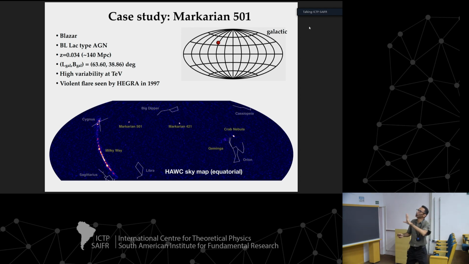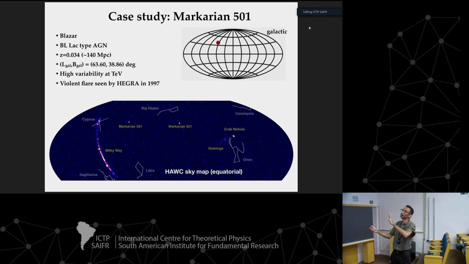So I'm going to do a case study here. Take a very bright AGN, Markarian 501. This is a blazar. A blazar is basically an AGN in which the jet is pointing towards the observer, more or less. You can take this as a first approximation. So it's a blazar. This is the redshift, so around 140 megaparsec. This is the position. This is a highly variable TeV source.